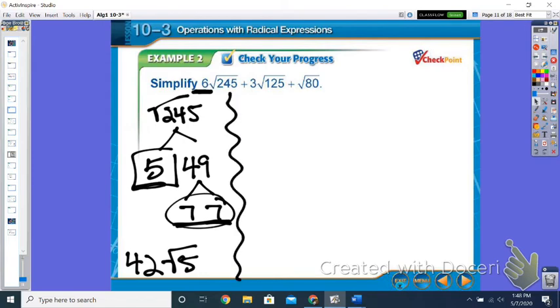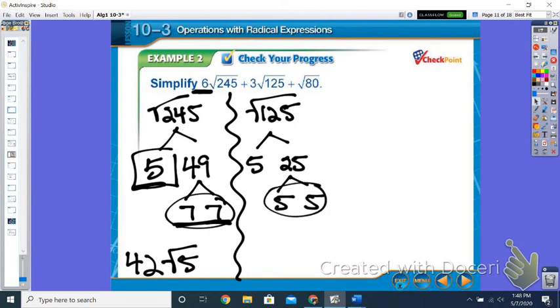Next up, we have 125. Same thing, okay? Let's just say I know that 5 goes into that number. And if I would take 125 divided by 5, I would get 25. And then I can say 25 is 5 times 5. So a pair of 5s and a 5 by itself. So a 5 is coming out because of that, and a 3 already out there. 3 times 5 is now 15 on the outside. And then that 5 is going to stay under the radical.